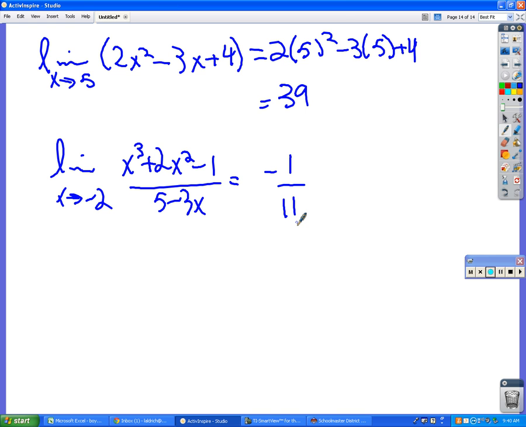Okay? And what we're doing right here is called the substitution property. Which says that if you want to find the limit of the function, one way you can do it is just by substituting the value in for x as you are. Okay?